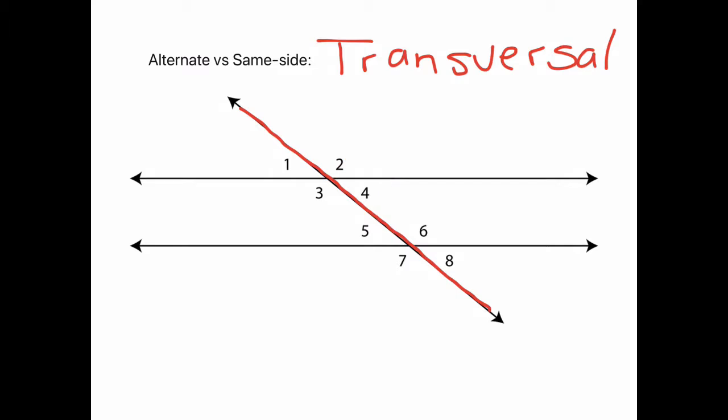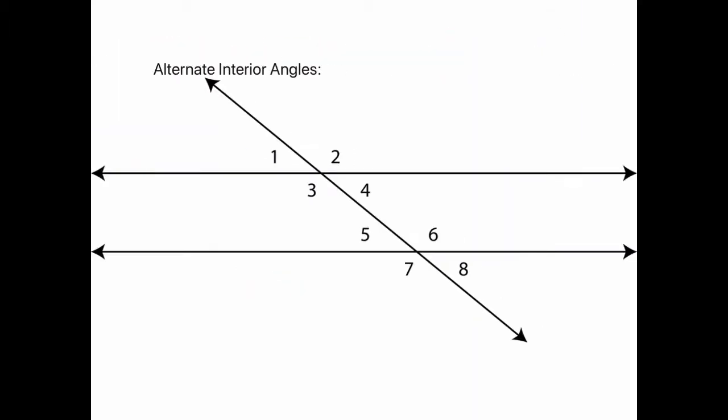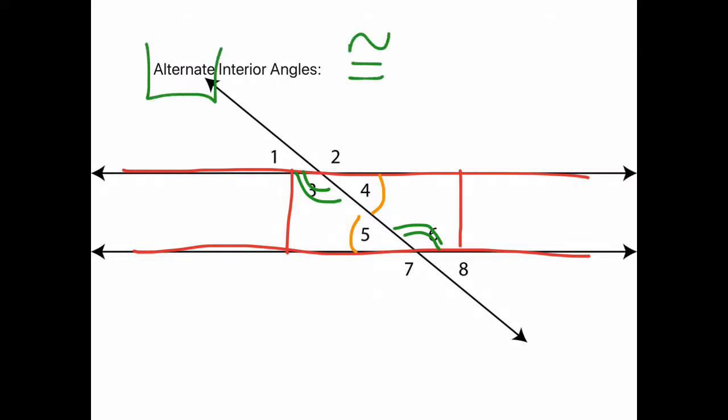So now we're going to move on to show you what alternate interior angles look like. So we're looking for interior angles. So we're looking for inside our parallel lines. So we're only talking about 3, 4, 5, and 6. Now alternate angles inside the parallel lines would be angle 4 and angle 5, and angle 3 and angle 6. And what our alternate interior angles postulate says is that alternate interior angles are always congruent. Anything that's alternate will always be congruent.